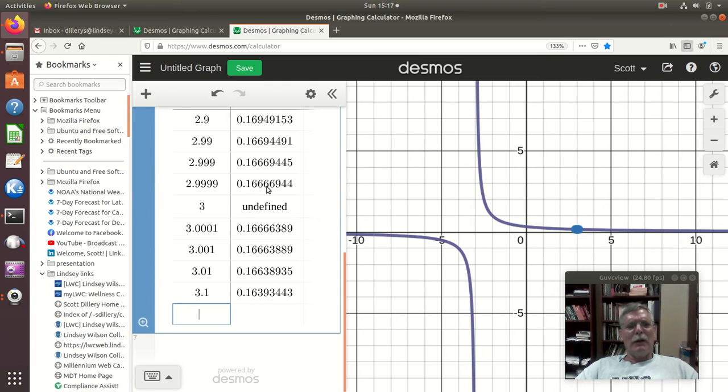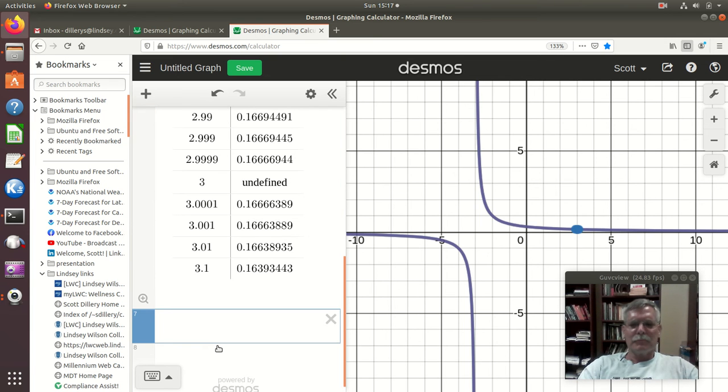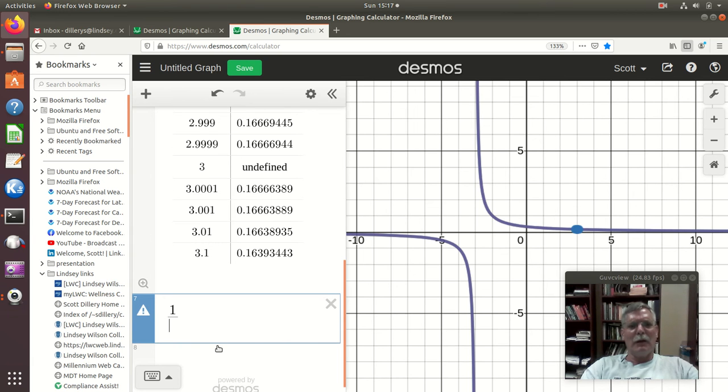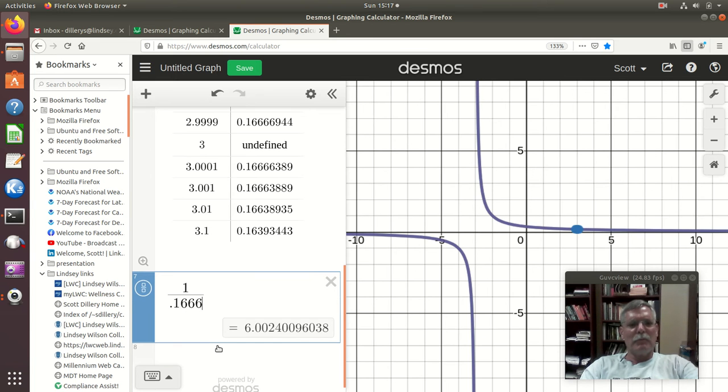Now another way to get an idea that this might be about 1/6 would be to take the reciprocal of this and see what you get. 1 over 0.1666, and notice that it starts looking like 6.